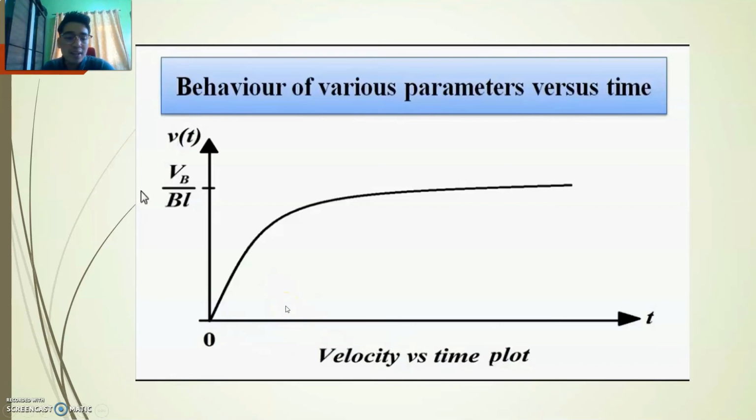So the steady state velocity V_ss is equal to V_B by BL. If we take BL to the left hand side, it will come to the denominator. So the steady state velocity will be V_B by BL. So I see the steady state V_B by BL, and this is the plot of velocity with respect to time.